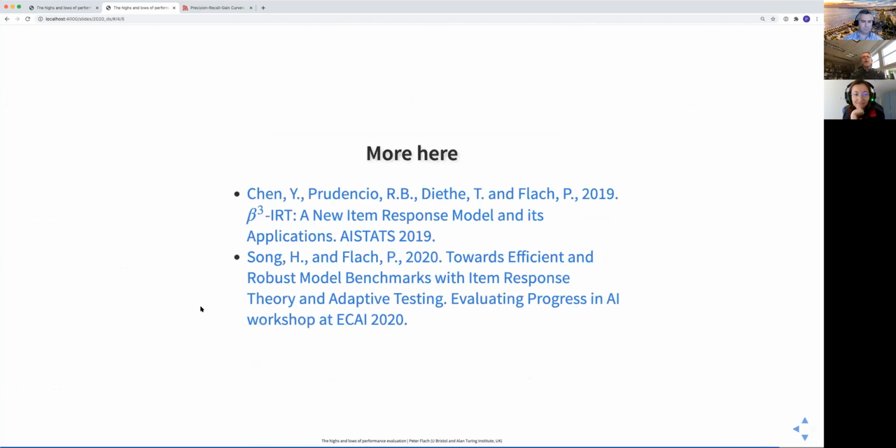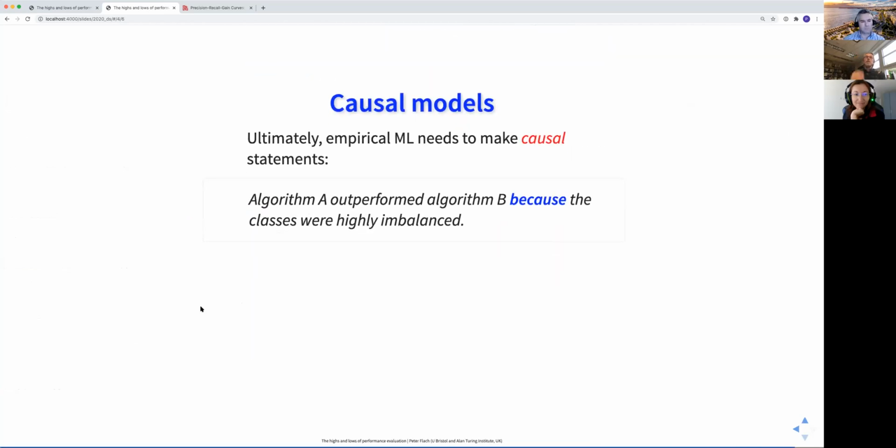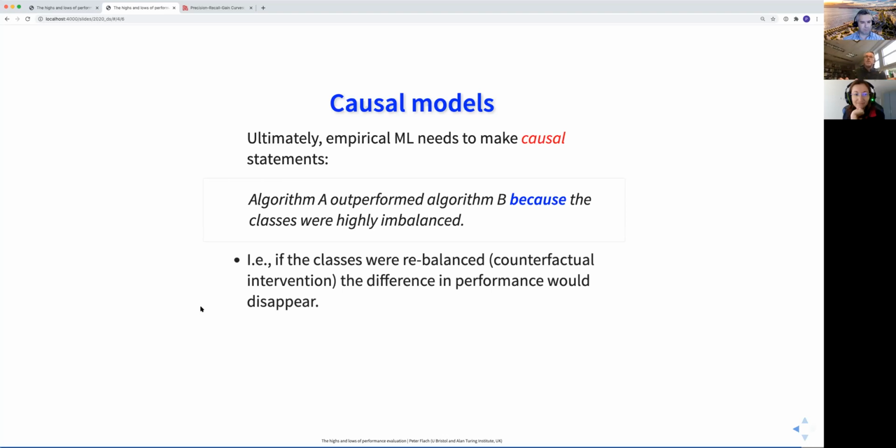Okay, I'm going to skip the latent variable models and causal models, and I've got two slides to wrap up. I'm going to say this about causal models. I think ultimately in empirical machine learning, the experiments in your next machine learning paper should make a causal statement. You don't want to just say my algorithm beat everybody else, because that's just correlation. You want causation. You want statements of the kind, algorithm A outperformed algorithm B because the classes were highly imbalanced. Or counterfactually, if I were to rebalance the classes, perform an intervention, then the difference in performance would disappear, right? And the interesting thing is that in this setting, causal inference is much easier than in general.